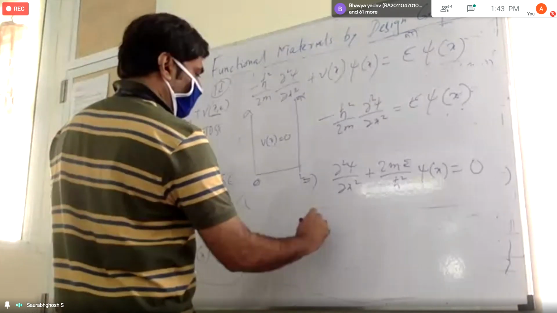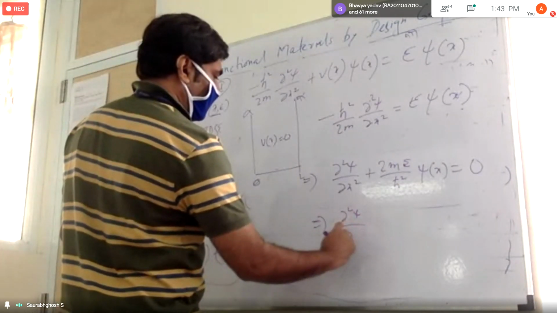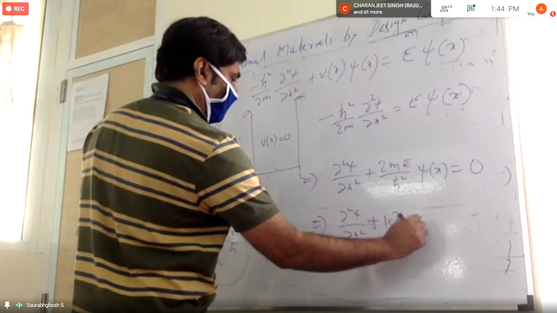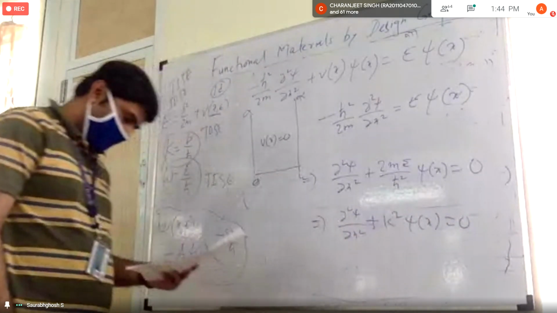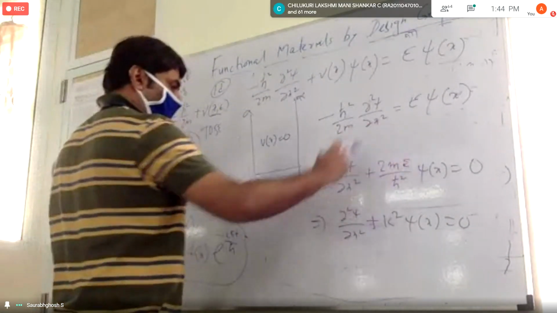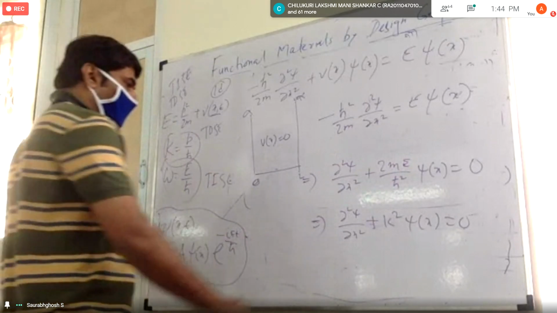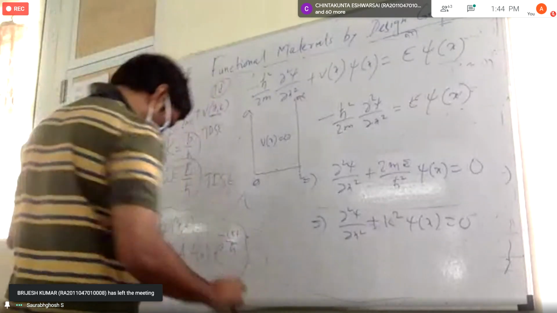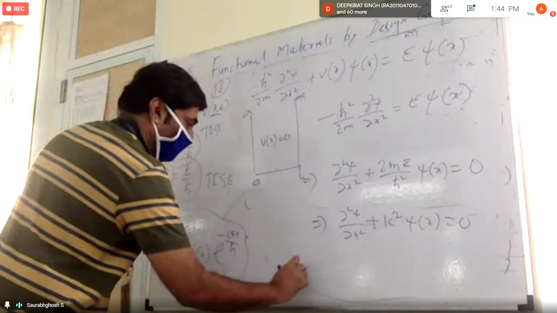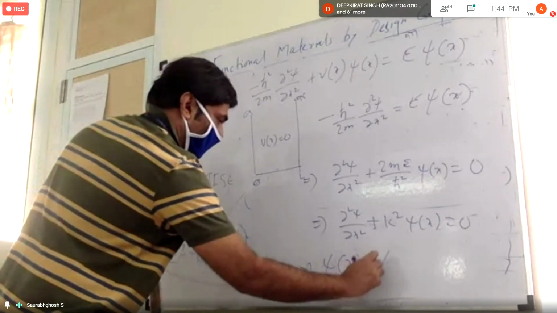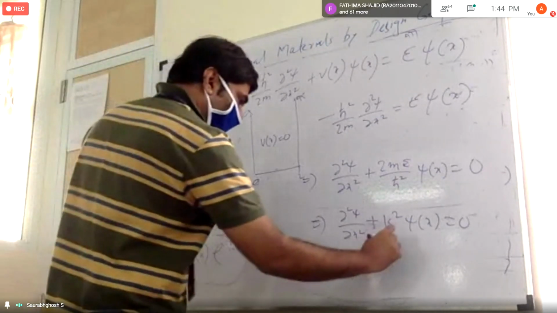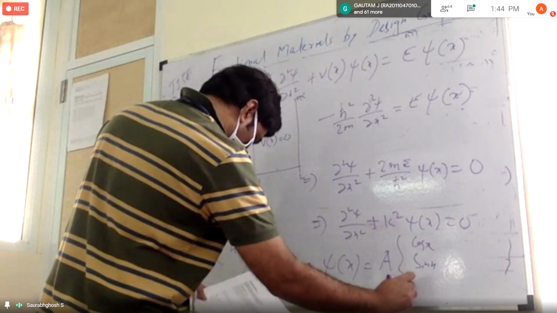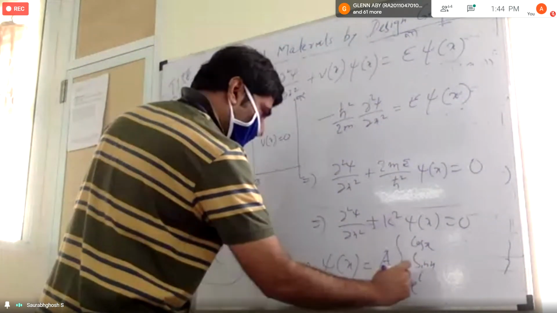Or more precisely, you can write d square psi by dx square plus k square psi of x is equal to 0, where k square is equal to this term. So this is a wave equation, and the possible solution of this is the following. I know you are aware of that. The solution psi of x can be a constant times cos kx, it can have sin kx, or in general it can have e to the power plus or minus ikx.